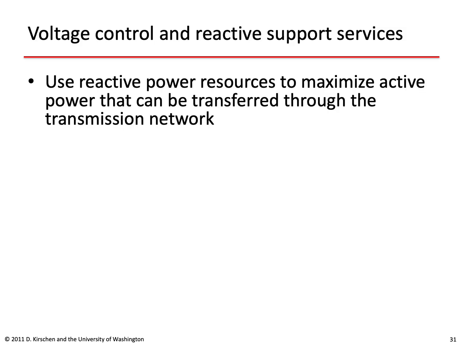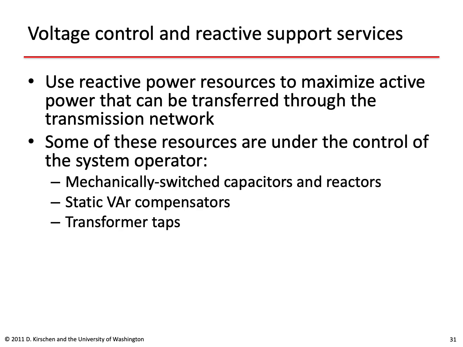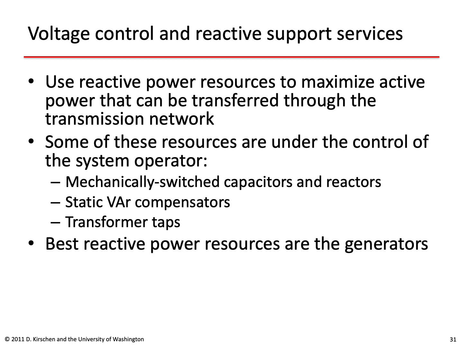This last example shows that reactive power resources can be used to maximize the active power that can be transferred to the transmission network. Now, some of these resources are typically under the control of the system operator. For example, the system operator can control mechanically switched capacitors and reactors, can put the set points on static VAR compensators, and is responsible for setting the transformer taps. However, the best reactive power resources are the generators. Those are the ones that are really going to prevent voltage collapse.